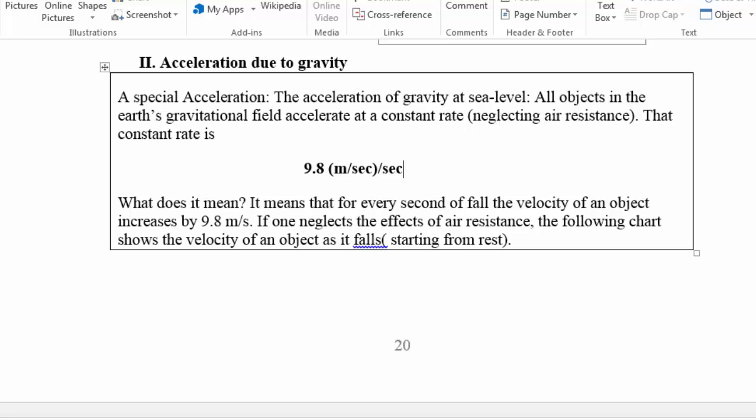So if you drop a feather and a hammer in the absence of air resistance, the feather and the hammer are supposed to fall at the same rate, meaning if you drop them from the same height, they will hit the ground at the same time.